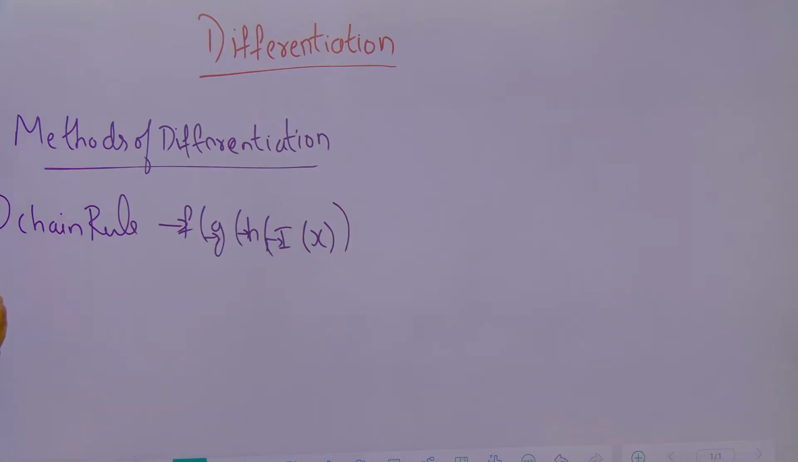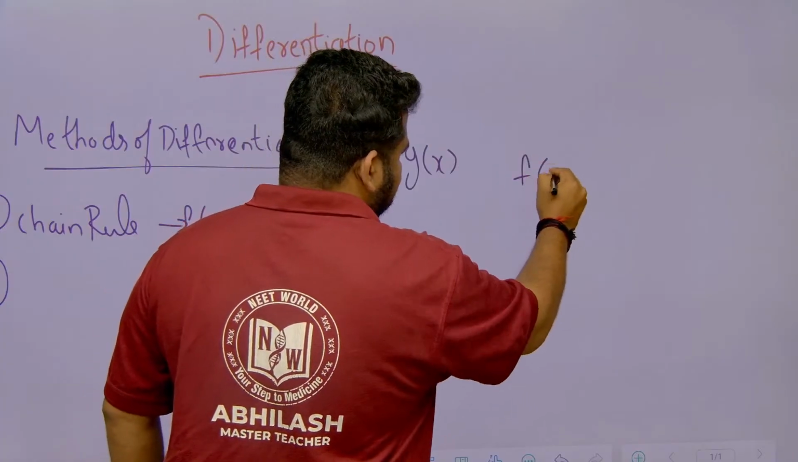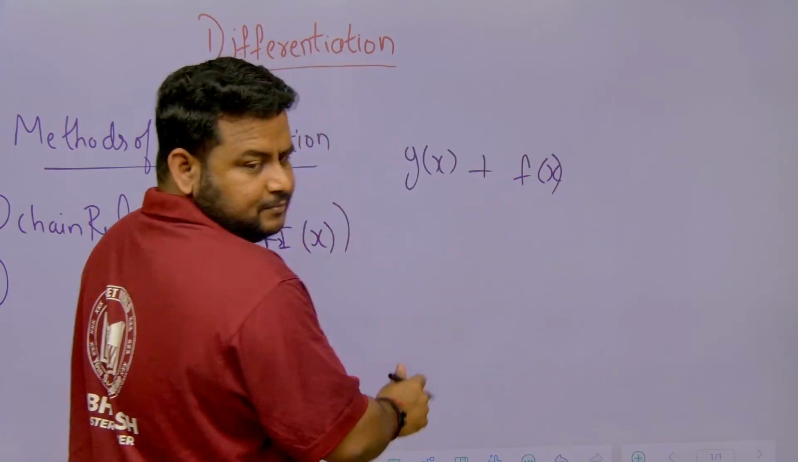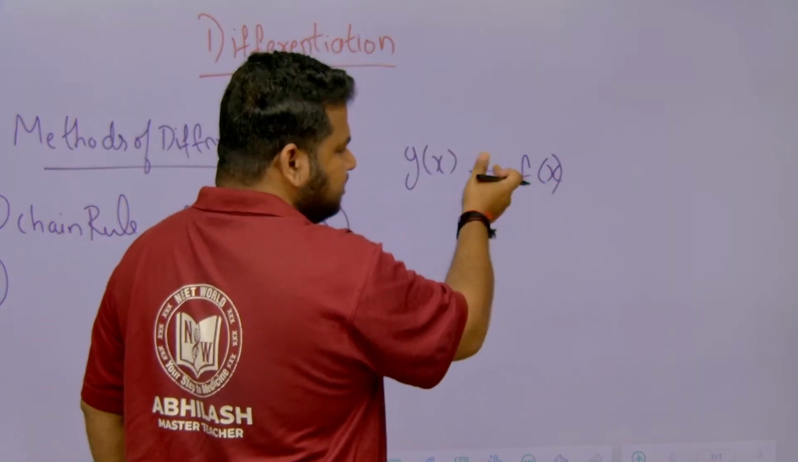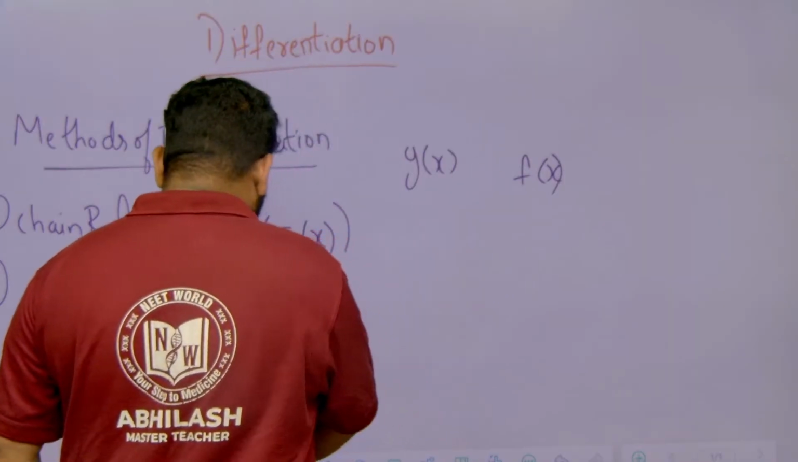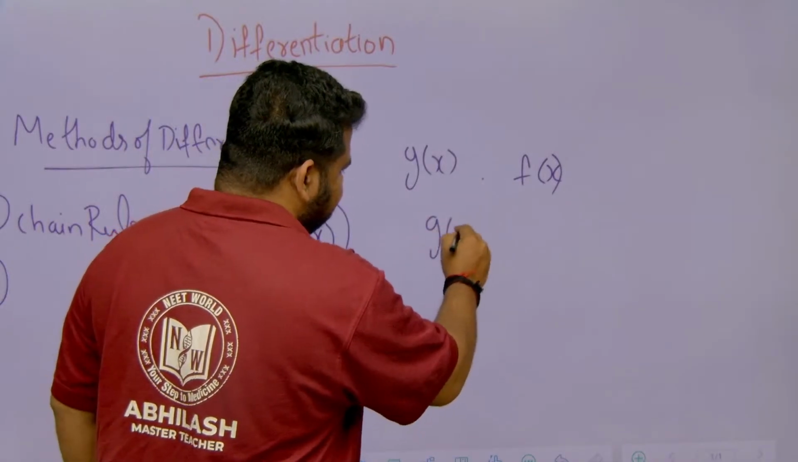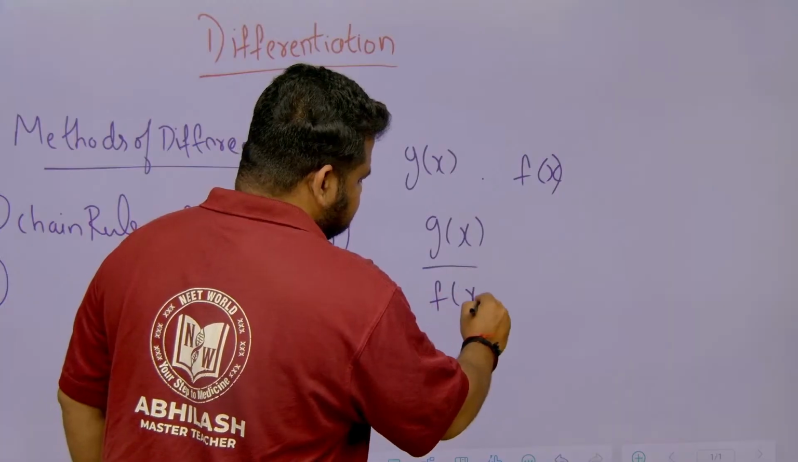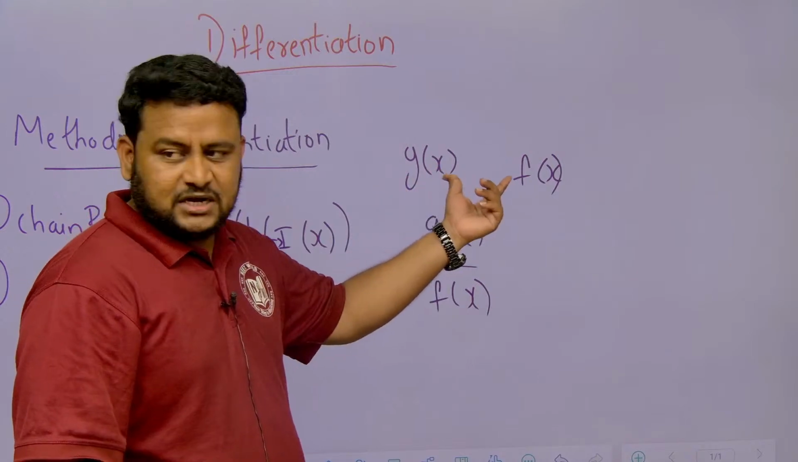Next, if they give a combination of functions, not a function within a function but separate functions, suppose they give g of x and f of x. In between, if it is plus, no problem. For this function you differentiate separately, and that function separately, and you put a plus sign, or if it is minus you put a minus sign. We don't have any problem with this. But if they give a dot, that is multiplication, or g of x by f of x, this is a rational function, with the numerator here and the denominator here. One function is multiplied by another function.